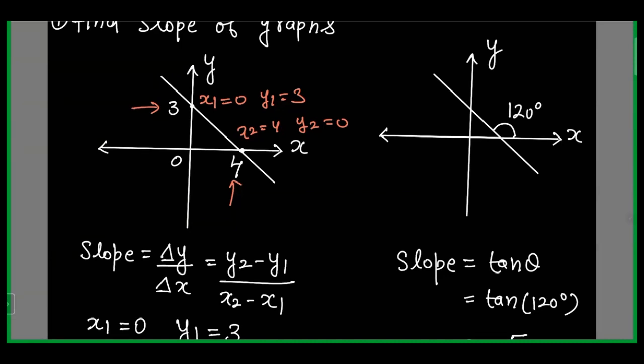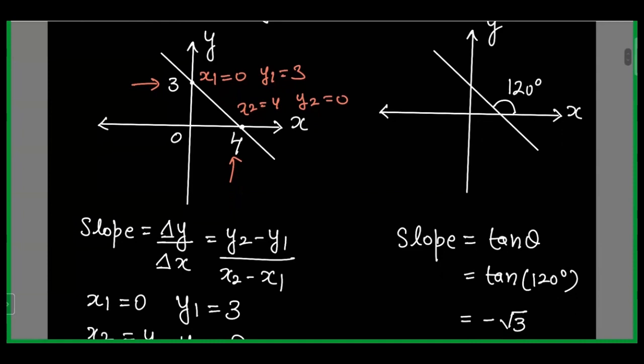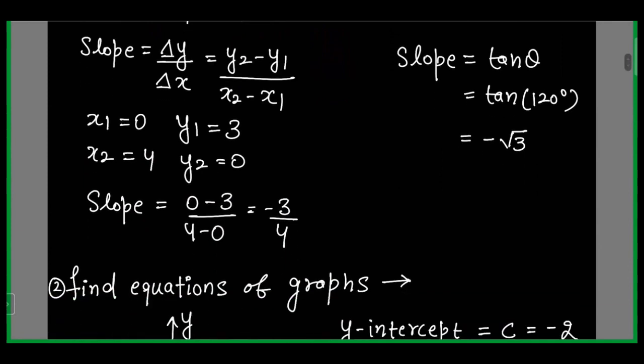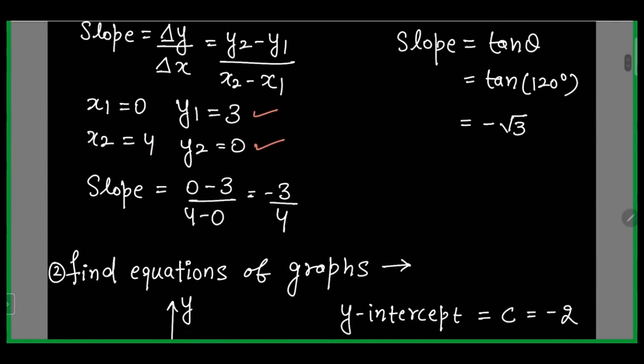Now all I need to do is y2 minus y1 divided by x2 minus x1, because that will be my change in y divided by change in x. So let's do it. My x1 is 0, y1 is 3, x2 is 4, y2 is 0, as I already mentioned. Then my slope will be y2 minus y1 divided by x2 minus x1, which comes out to be minus 3 by 4. So you can clearly see the slope is negative.